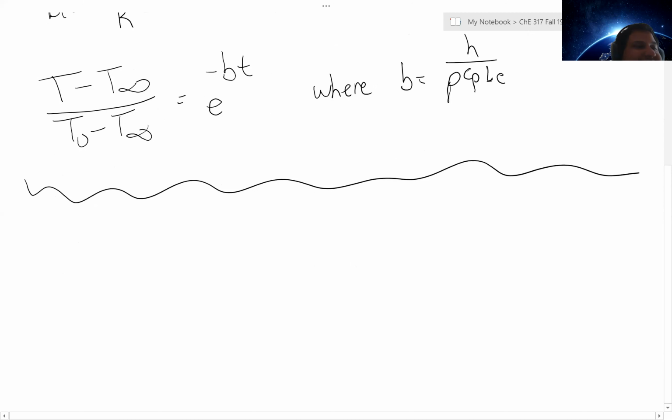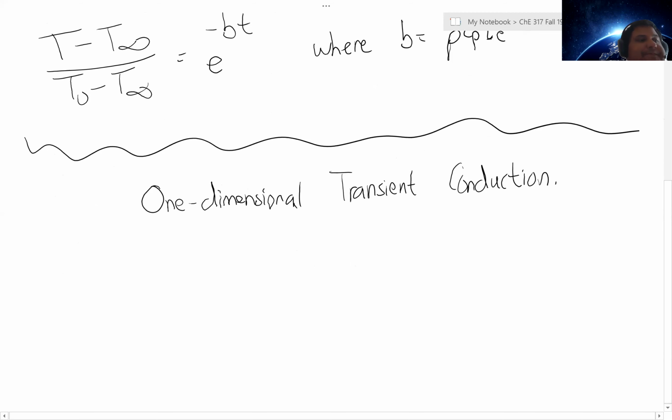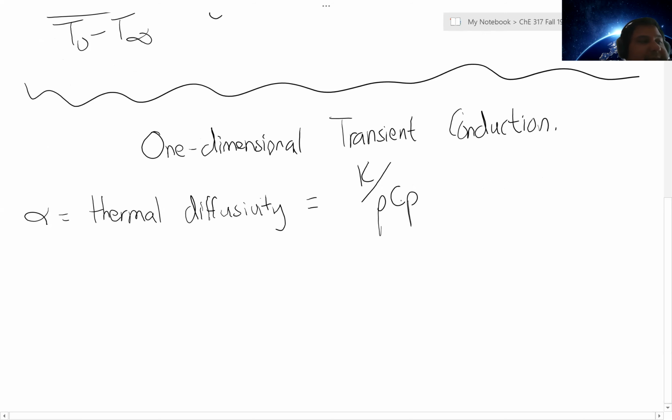And right at the end of class, I threw a bunch of differential equations at you associated with one-dimensional transient conduction. Given these systems, we had to consider that heat transfer is going to be occurring on the surface as well as within the objects, such that we have to consider a term known as thermal diffusivity, which is equal to the thermal conductivity of an object over rho times Cp. And thermal diffusivity was the ability of a substance to diffuse thermal energy within itself.